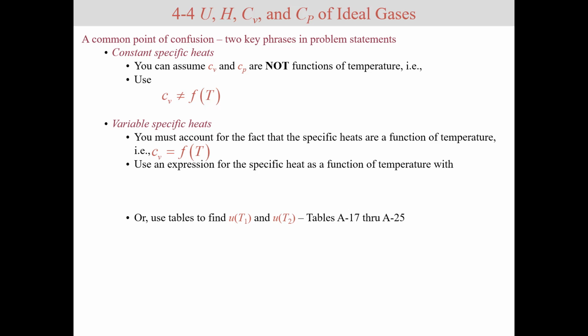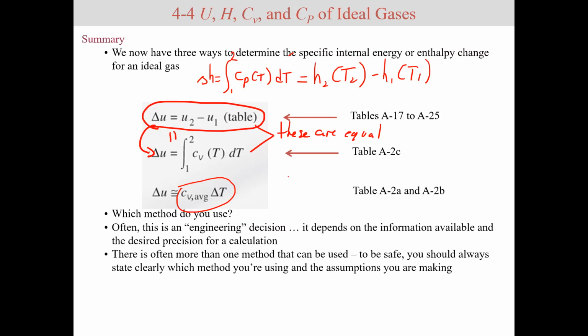Those are the assumptions you're going to use when looking at an ideal gas and trying to find the change in enthalpy and the change in internal energy. It's another assumption you need to make. Are you going to assume the specific heats to be variable, or are you going to assume them to be constant? Constant specific heats means you find enthalpy change and internal energy change using this method. Variable specific heats means you find the change in enthalpy and the change in internal energy using this method.